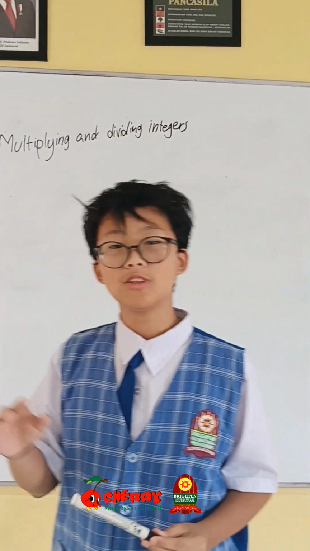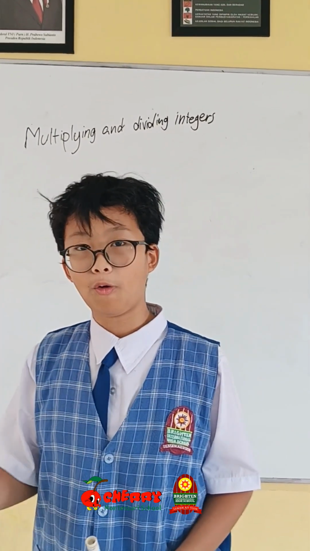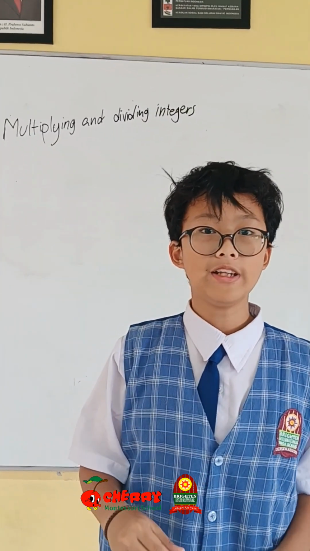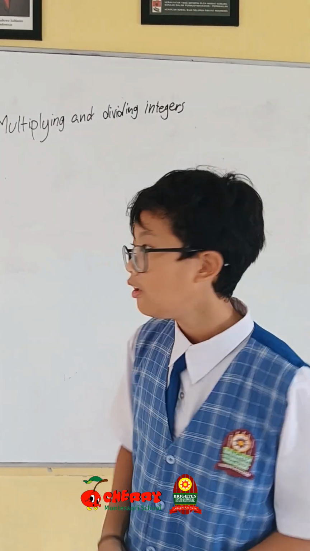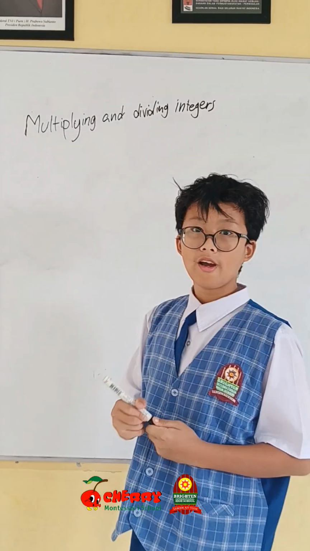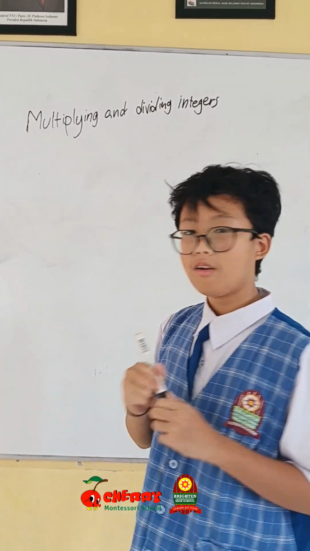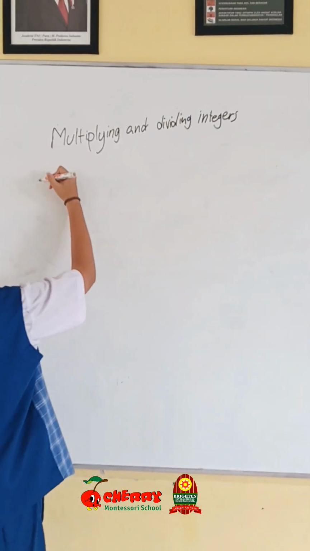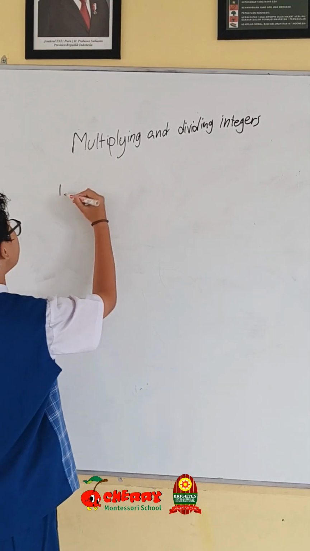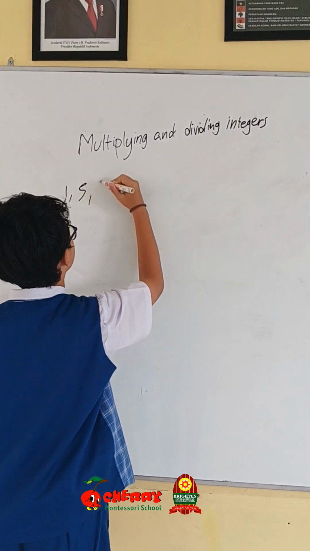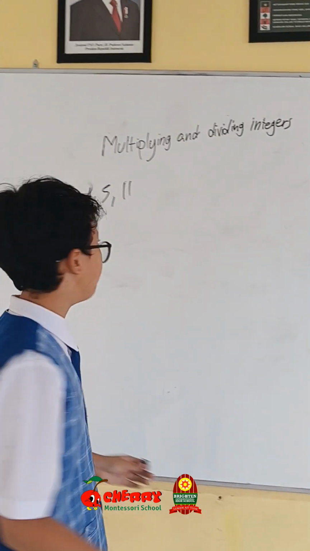Today I will be explaining multiplying and dividing integers. First of all, we need to know what integers are. Integers are whole numbers, and they were invented when math was first created. Integers include numbers such as 1, 5, 11, practically any.